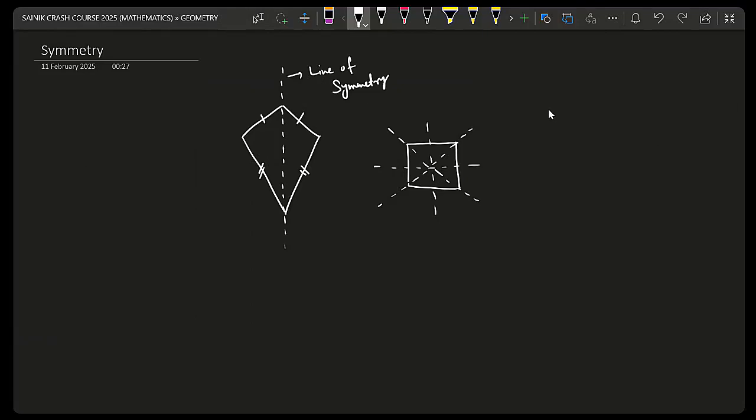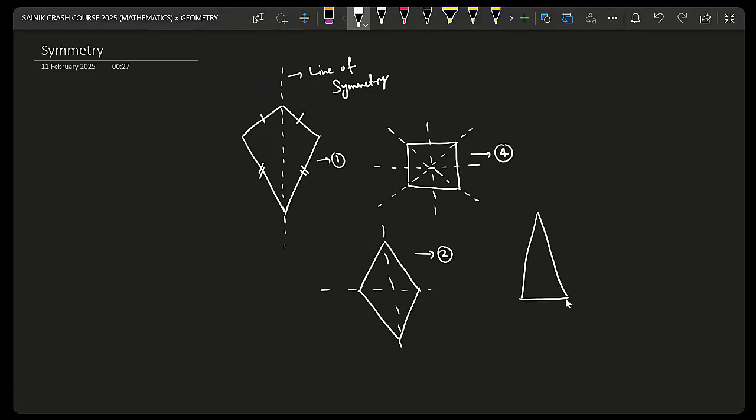For kite we have only one. Square we have four. And let us take rhombus. How many are possible? We have a line of symmetry here and we have a line of symmetry here. That's it. So we have exactly two lines of symmetry. Let's take an isosceles triangle. In isosceles triangle where these two are equal, we have only one line of symmetry, like this. For different figures, you have to identify which is the line of symmetry and how many lines of symmetry are there.